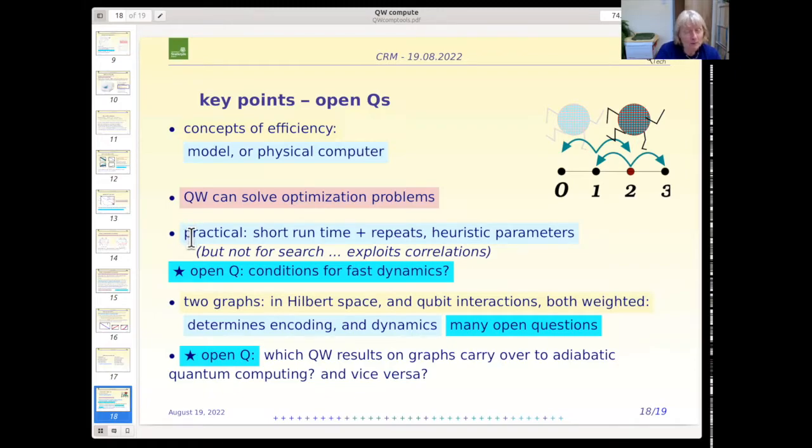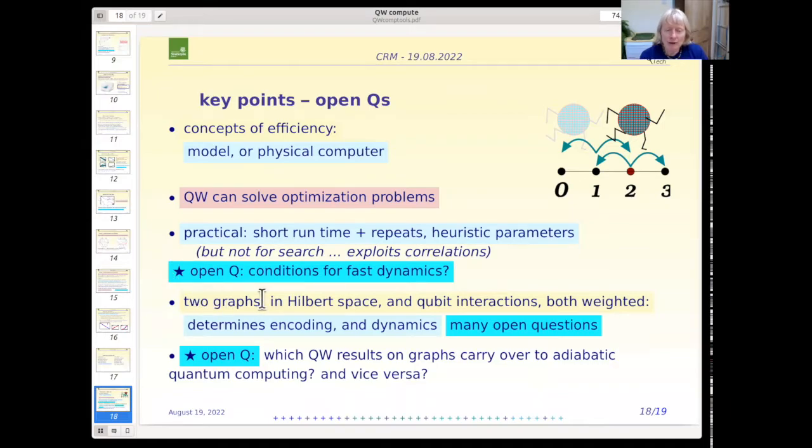Solving optimization problems in general, not search, you get short run times, many repeats, and you can get the parameters heuristically. This makes them practical for early quantum computing hardware. There are open questions, though, on what the conditions are for getting the fast dynamics that you need for this to work, because it does not work for search. Understanding this, whether through graphs or spectra, as a way to find and characterize those conditions is an important open problem.